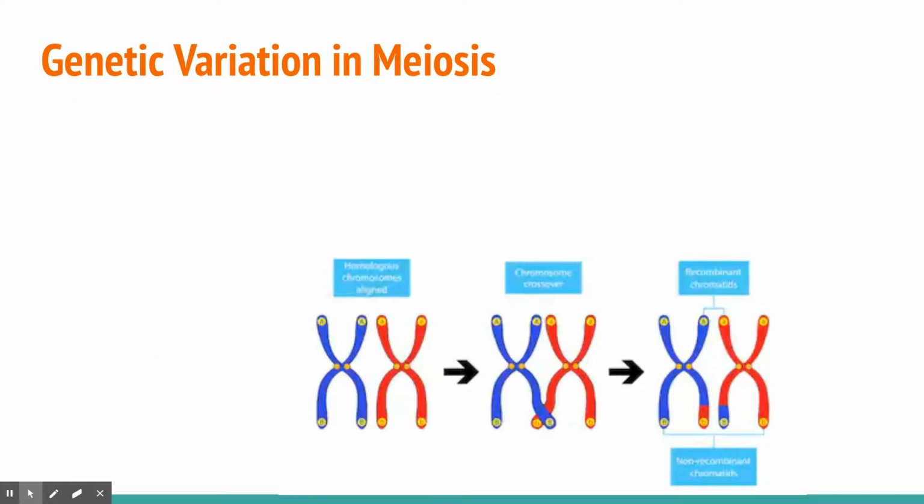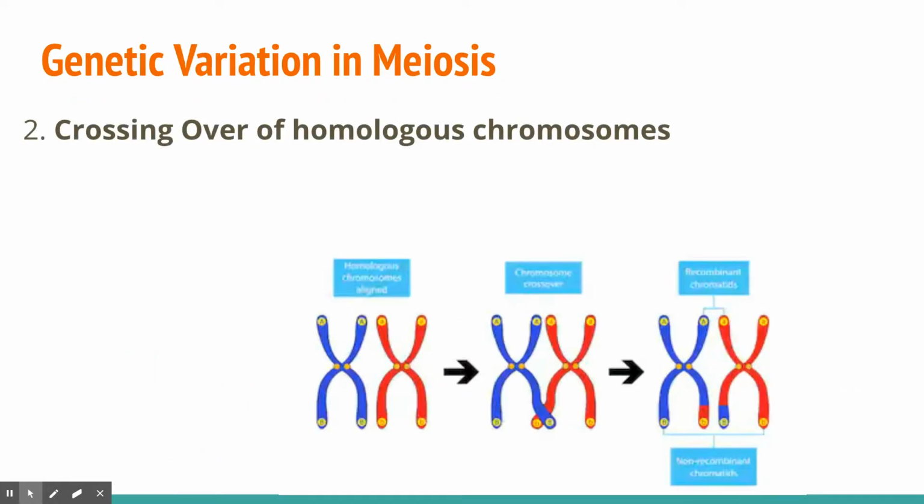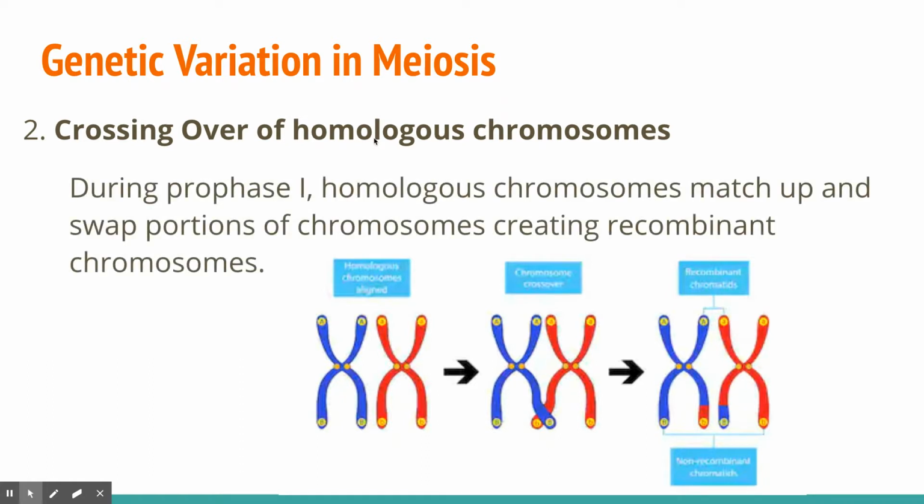And then genetic variation in meiosis has to do with the crossing over of homologous chromosomes. So homo means same, so it's like the same type of chromosome. During prophase one, homologous chromosomes match up and swap portions of chromosomes, creating recombinant chromosomes. So if you look right here, we have one from the sperm, one from the egg. They start to cross over, and boom, combinations start happening.